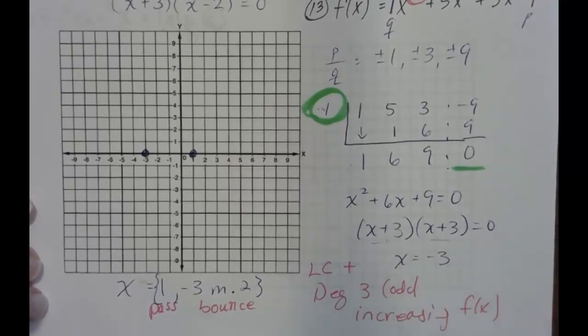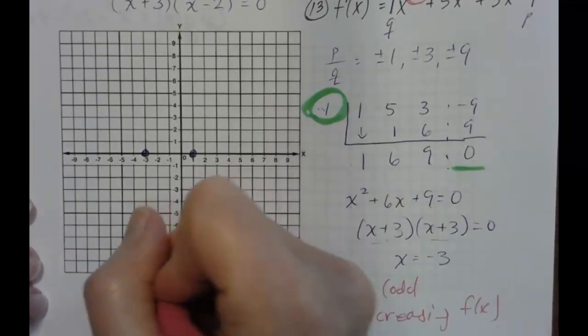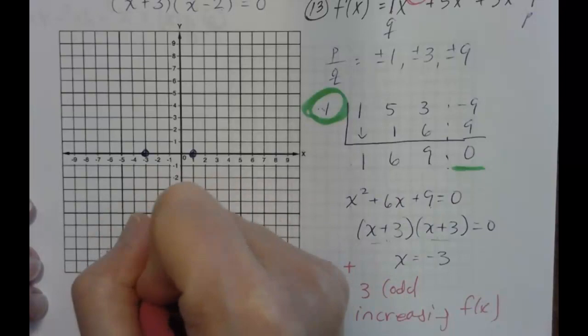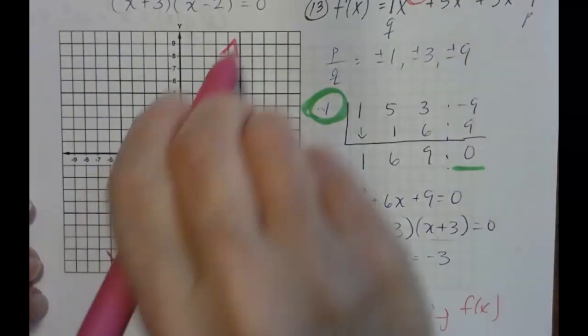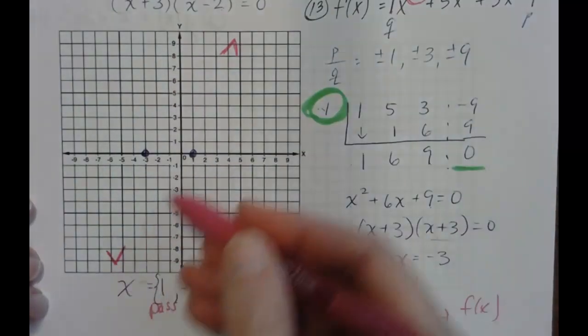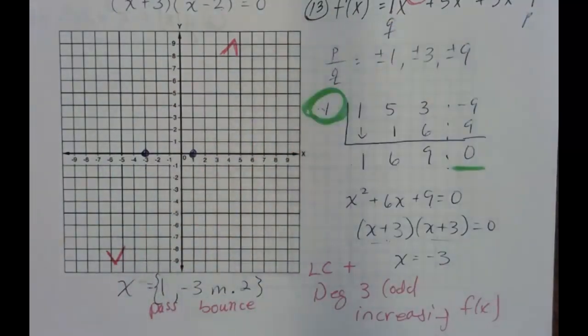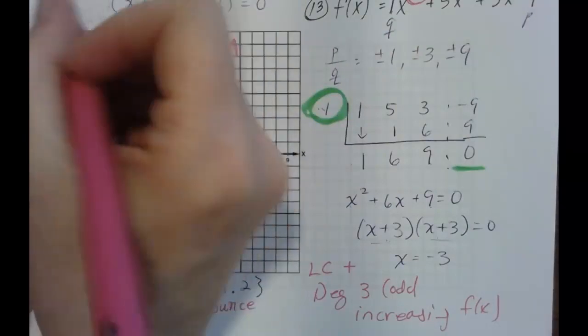Increasing function here. Increasing function. So what does that mean? We're going to be going down over here and up this way because we're going to be increasing from the left to the right. So if you want to write your end behavior, I'll squish it in right up here.